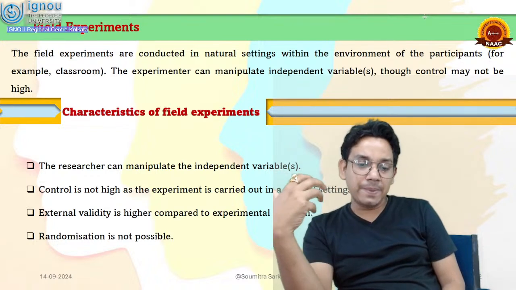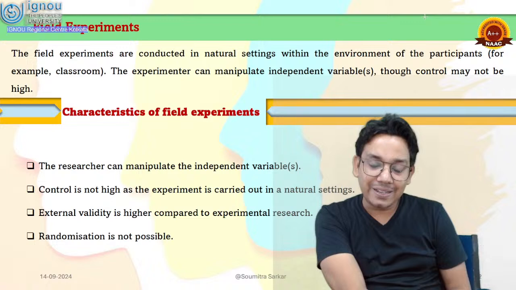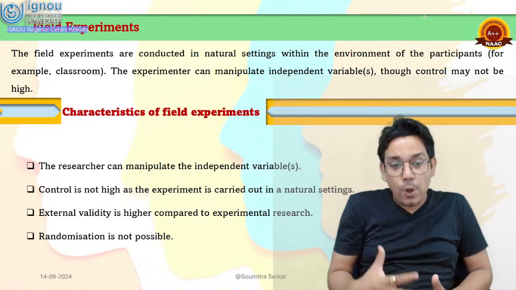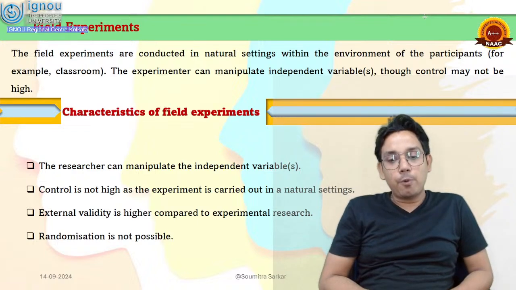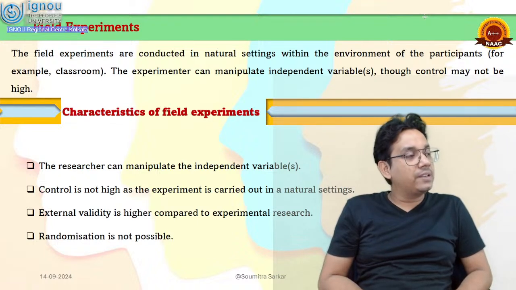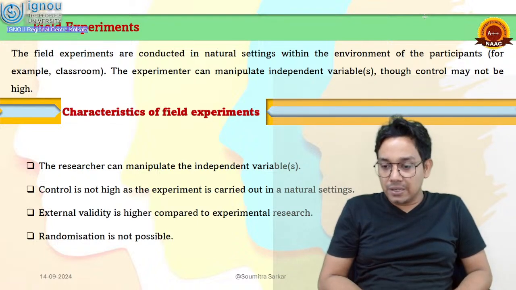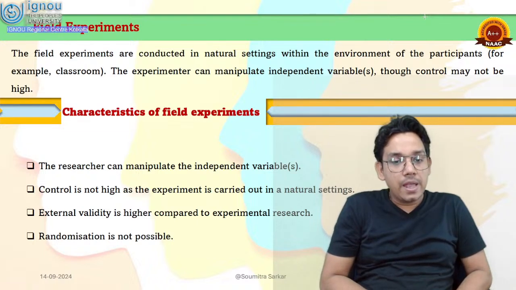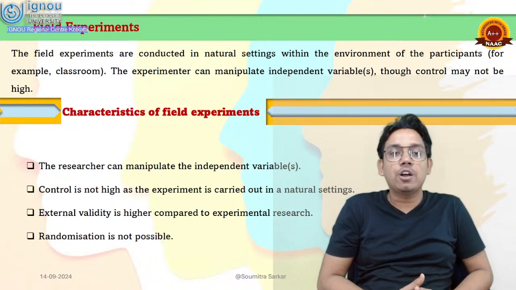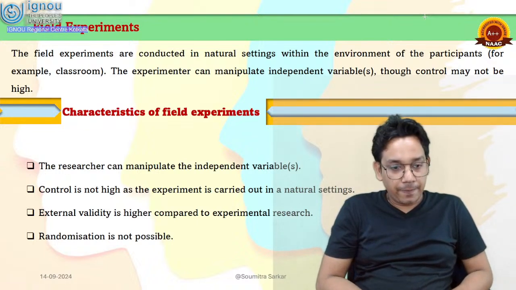In experimental research, a researcher can provide rigorous control. Here they provide only fixed control. Within the proper natural settings, they control the behavior and figure out the results. So control and proper natural settings are present in field experiments.